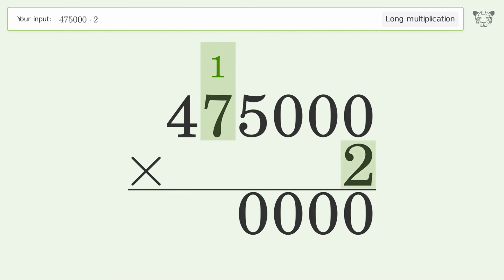1 plus 7 times 2 equals 15. Because the result is greater than 9, carry the 1 to the 100,000s place. 1 plus 4 times 2 equals 9. And so the final result is 950,000.